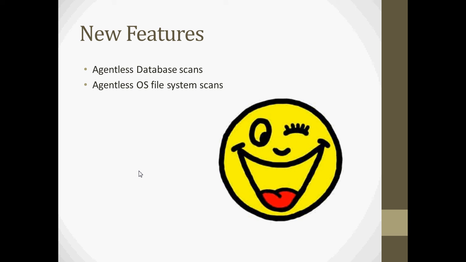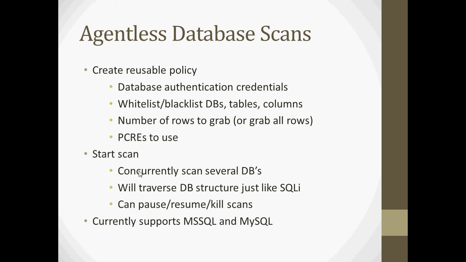The author has added new features to OpenDLP. Agentless database scans. Now you can scan databases. Agentless OS file system scan. That means you can scan file types like .zip, .doc, PDF files, all those.